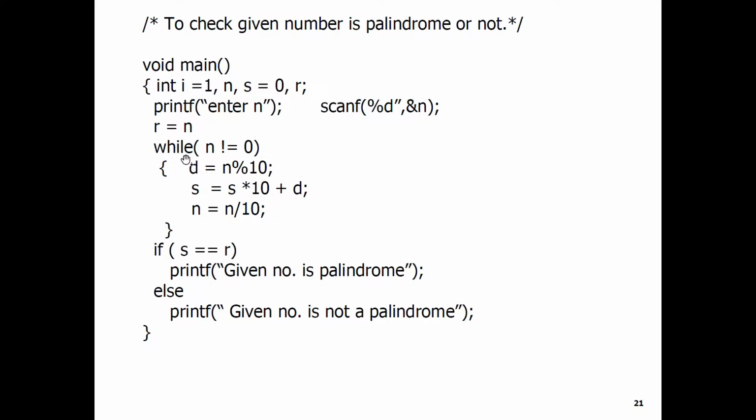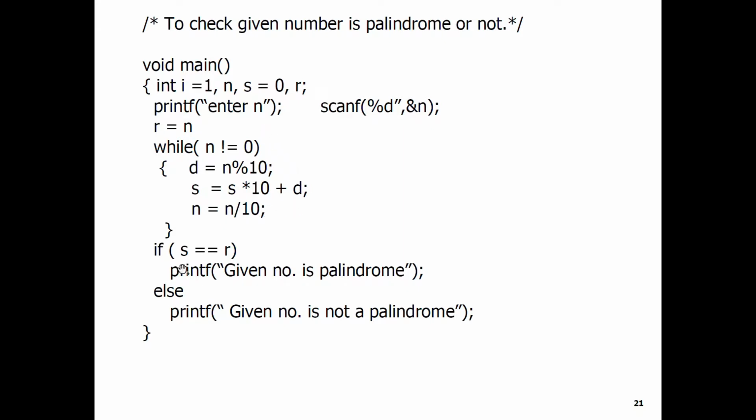Again the while loop repeats, and now the while loop terminates. Why does the while loop terminate? Because this loop is going to work until n is not equal to 0, but now n is 0, so the while loop terminates. When the while loop terminates, you get s as 321, where the given input is 123.